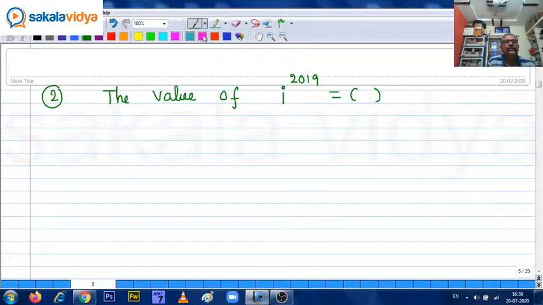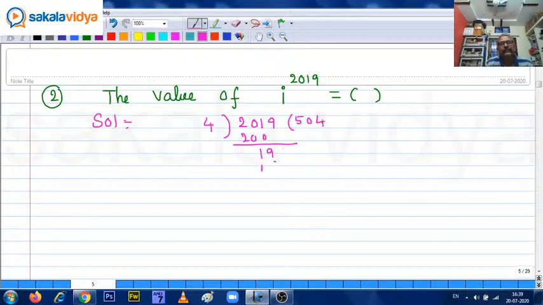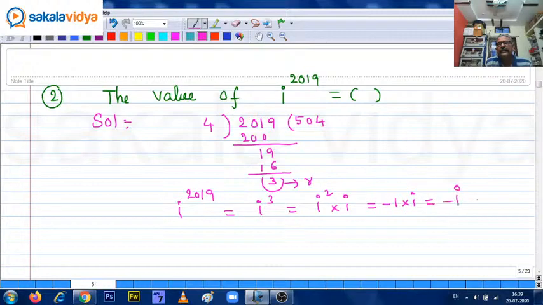So what is the solution to be done here? First divide 2019 by 4. 4 times 500 is 2000. 19 you will get. 4 times 4 is 16. You get remainder 3. That means this is the r value. Therefore I to the power of 2019 is equivalent to I cube. I cube means we can write I square into I. So minus 1 into I, whose value is minus I. This equals minus I.